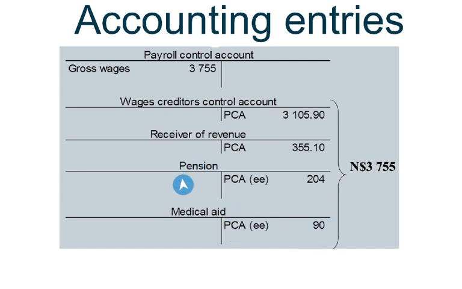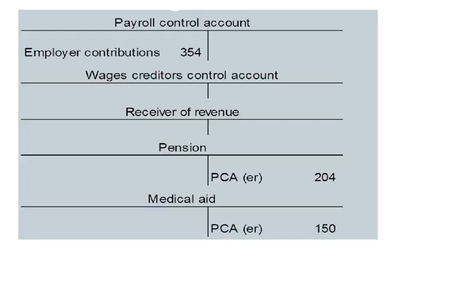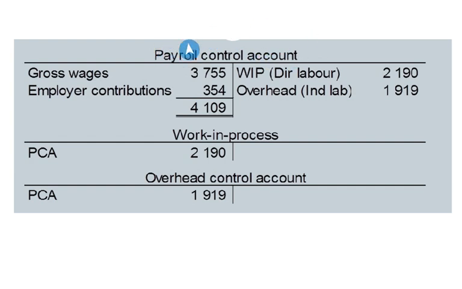Now remember, with pension fund and medical aid fund, usually the employer and the employee will both contribute to these funds. If we look at this information, again we have in the payroll control account 354, and this was the employer contributions for pension fund and medical aid fund. Again, you will see the amounts in the sub-accounts will be equal to the amount in the payroll control account. In the payroll control account, you will remember we had the gross wages and we had the employer contributions.